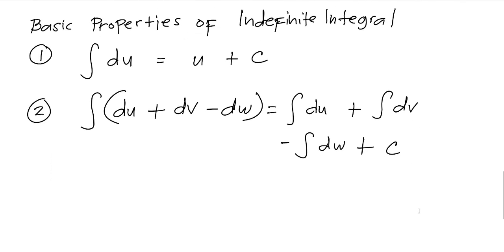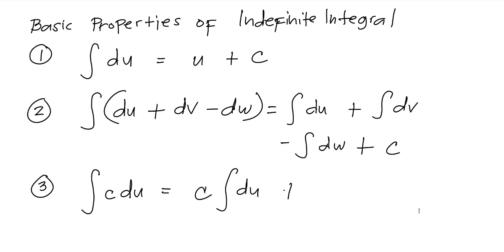So the third would be the integral of a constant times du is equal to c integral of du plus c sub 1. So basically we are just factoring out the constant that is beside du. So those are your basic properties of an indefinite integral. Let's now move to the general power formula.